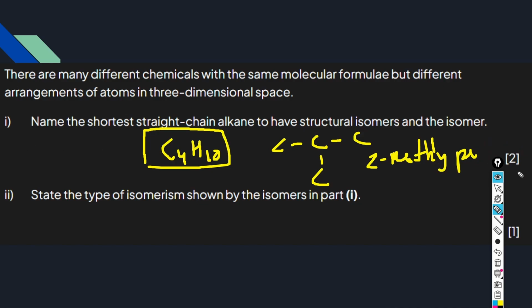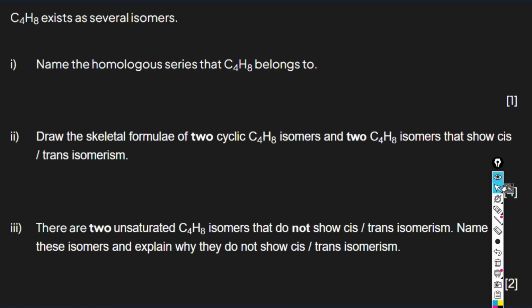Propane. Cut that out. 2-methylpropane. This would be the 2 structural isomers. And what type of isomerism is this? The longest carbon chain has changed. Hence, this is chain isomerism. Now let's look at the next part.